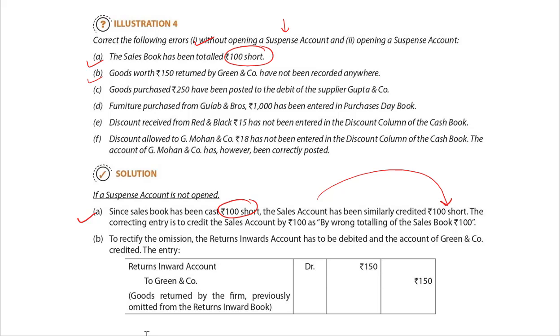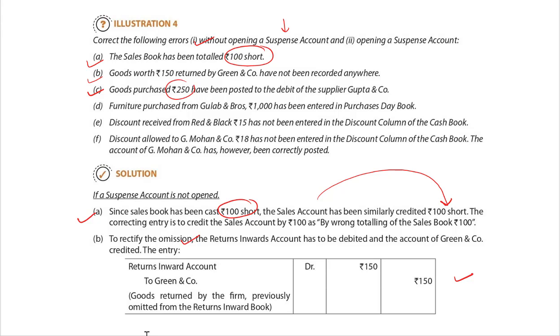Okay, just see the B1. Goods worth 150 returned by Green and Company have not been recorded anywhere. So we will record it now. To rectify this omission, the return inward, that is sales return account, is opened. So sales return account would be debited by 150 and Green and Company. Quite simple. Let's see the C point.